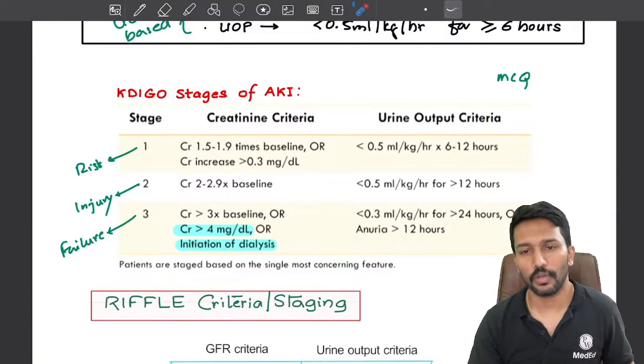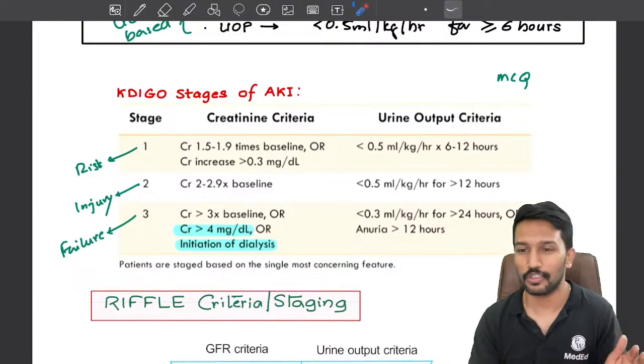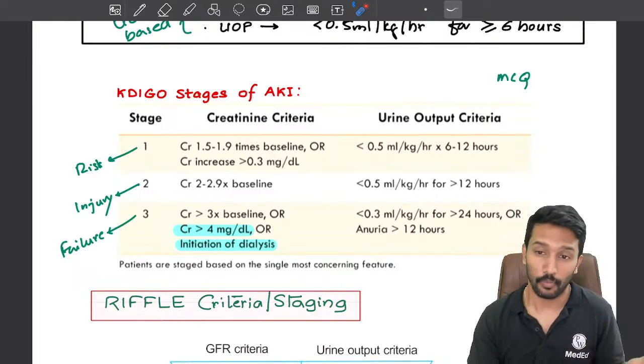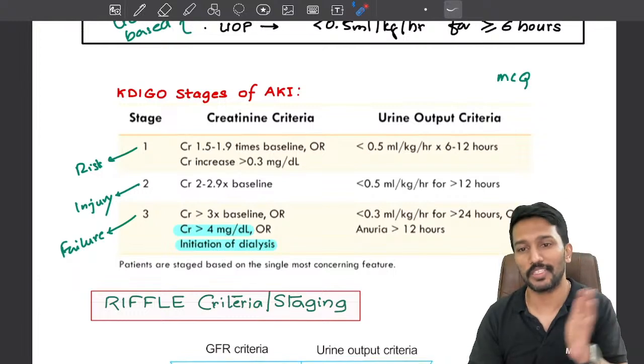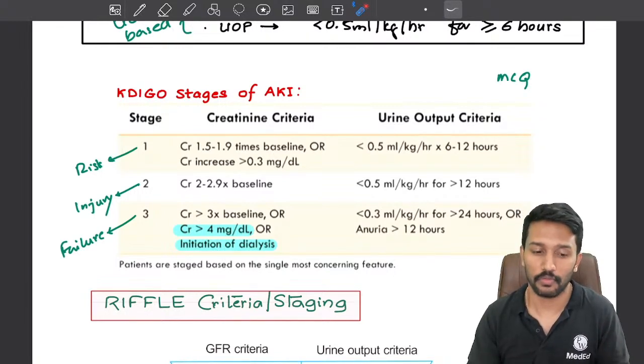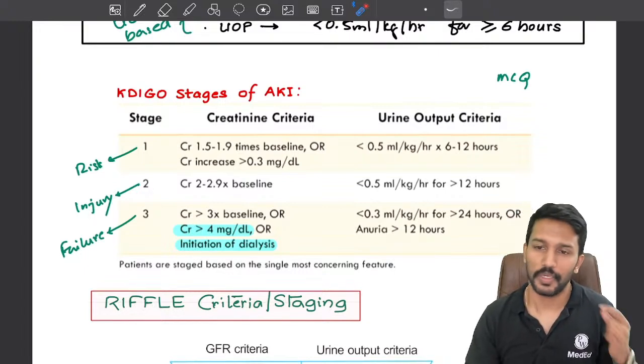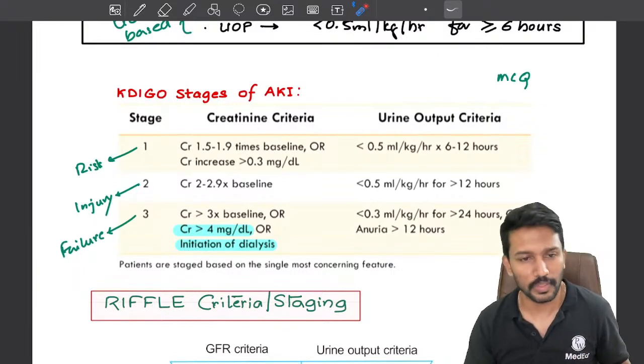In terms of urine output, normal urine output is 0.5 ml per kg per hour. If it is less than that for 6 to 12 hours, it will be stage 1. For more than 12 hours, if the urine output is low, it will be stage 2. And if urine output is lesser than 0.3 ml per kg per hour for 24 hours or more, it will be stage 3. Or if the patient has anuria for 12 hours, that will also be stage 3.